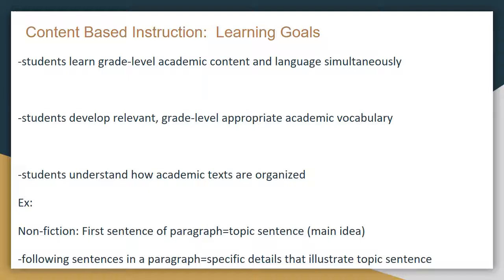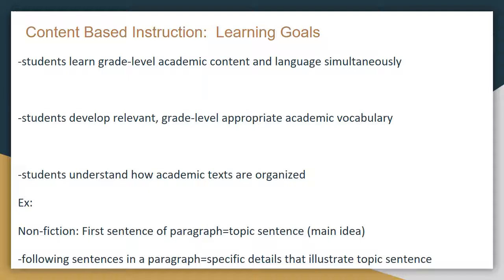to demonstrate their understanding. Second, students further develop relevant grade-level appropriate vocabulary, and it's academic vocabulary. So students are going beyond just the informal, everyday vocabulary that they might use with their friends and their family, but they're developing the important academic vocabulary that will allow them to comprehend in the content areas.